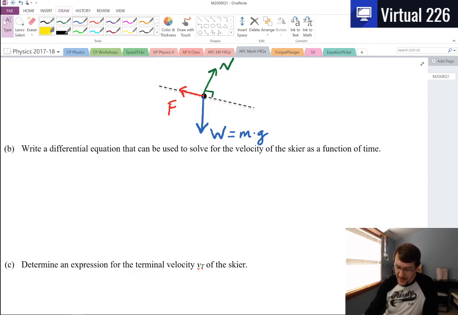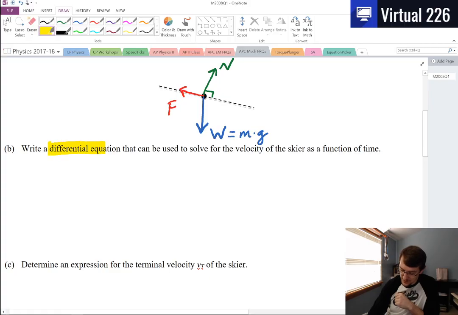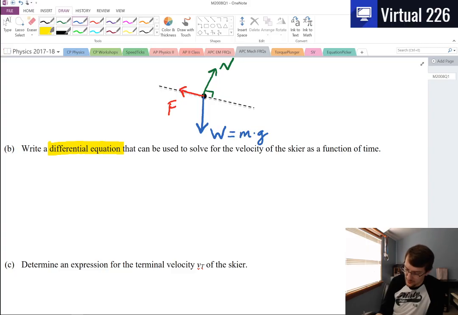So now that we've gotten those easy 3 points out of the way, and that was 3 points just for labeling those 3 vectors, now we've got to start writing differential equations. And this gets back into our F equals ma. Anytime you see a differential equation for a force problem like this, you know that you are going back to F equals ma, okay? So we just want to start off by writing F equals ma here, and then start running from there.